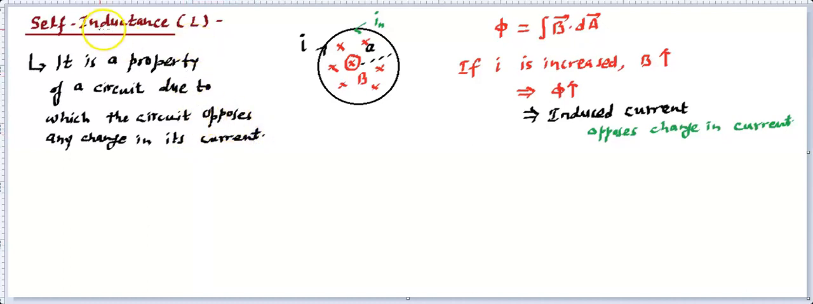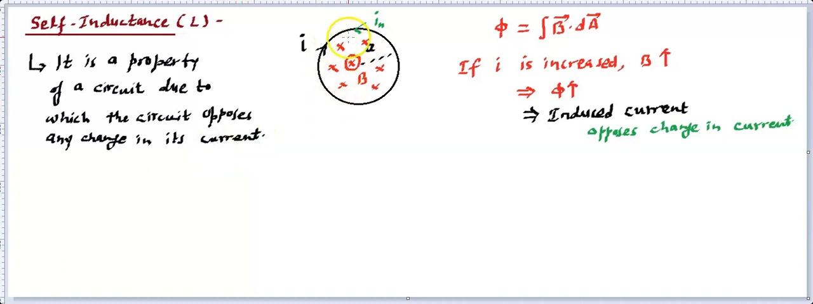This property is known as self-inductance. So what is self-inductance? It is the property of a circuit that itself opposes any change. If you want to change the current, that will be opposed by that circuit.